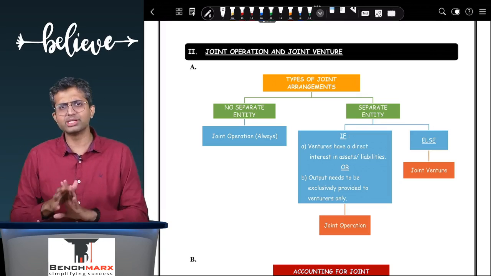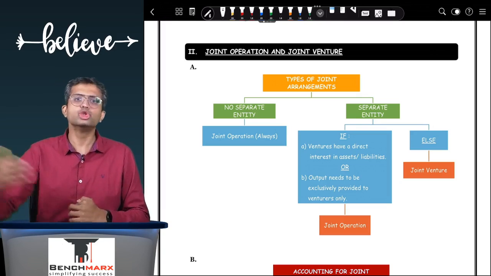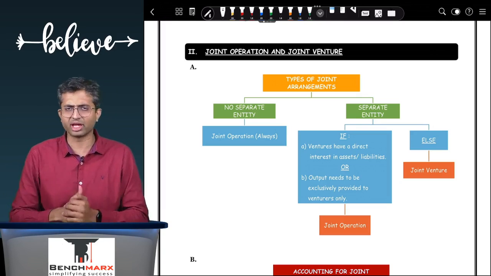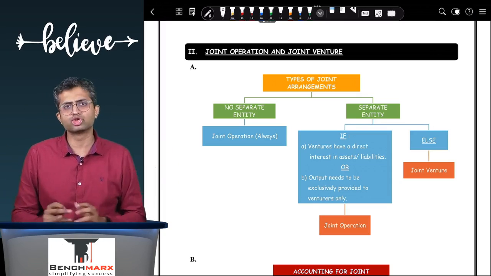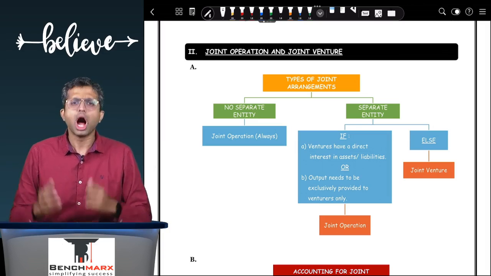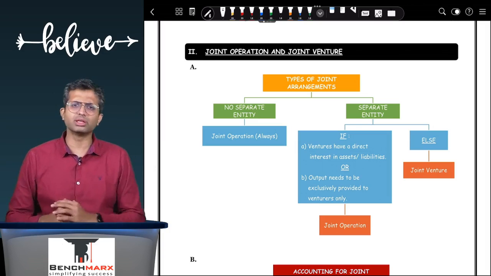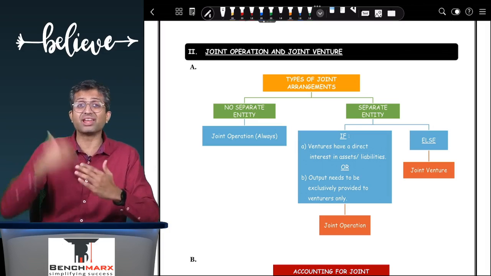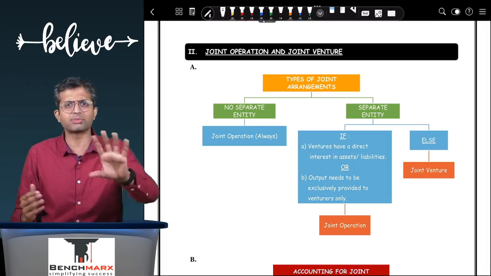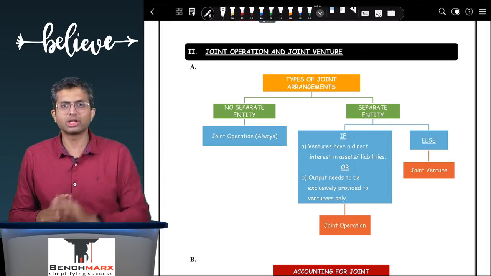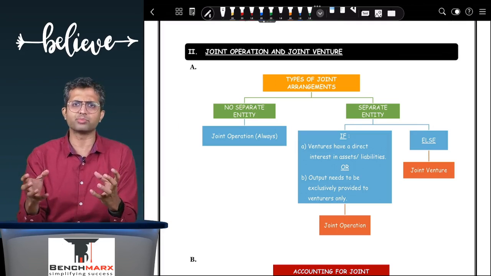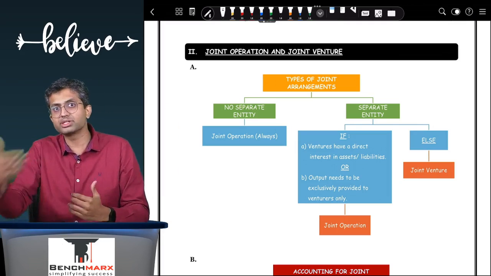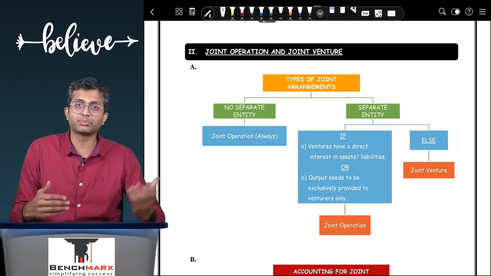So the thumb rule is, if there's a separate entity through which you are holding the assets and liabilities, in which case it's a joint venture. If there's no separate entity in the middle, it is a joint operation. In certain cases there may be an entity in the middle, however the partners have a direct interest in the assets and liabilities. For example, there's a general partnership, not limited liability, in which case there may be an entity in the middle where two partners have put in money. However, the assets and liabilities of the partnership are assets and liabilities of the partners.